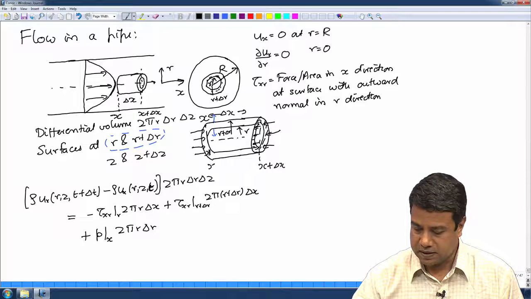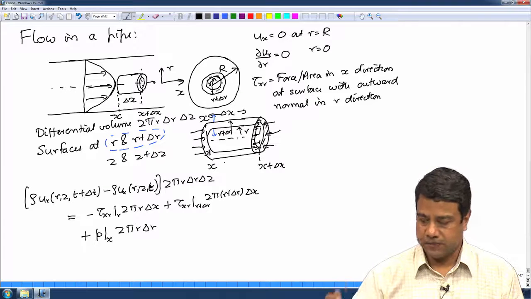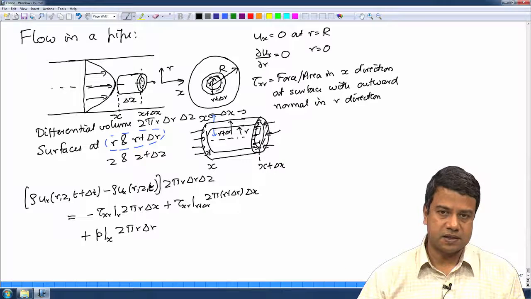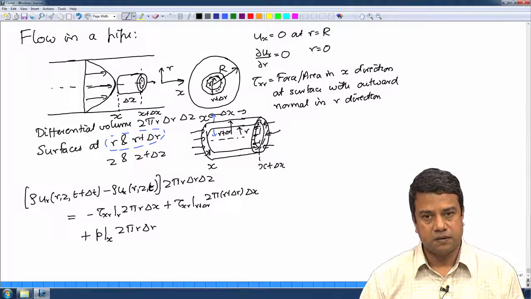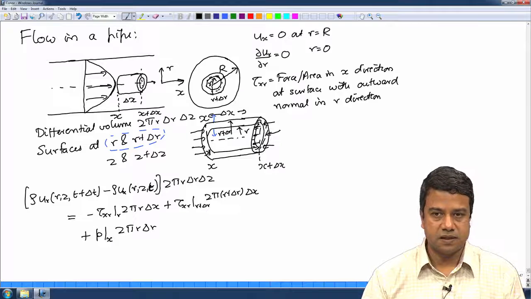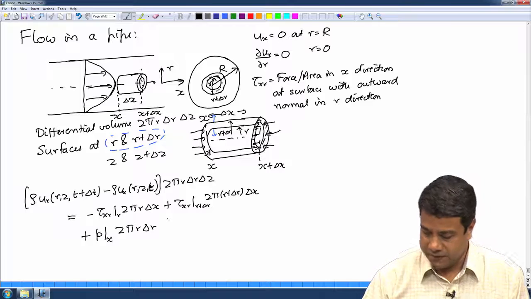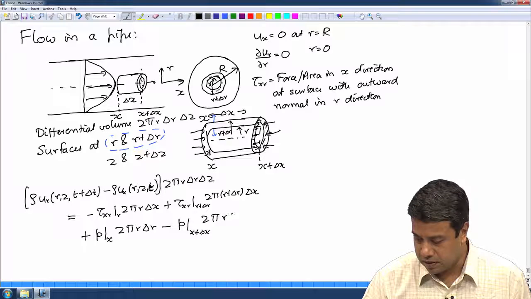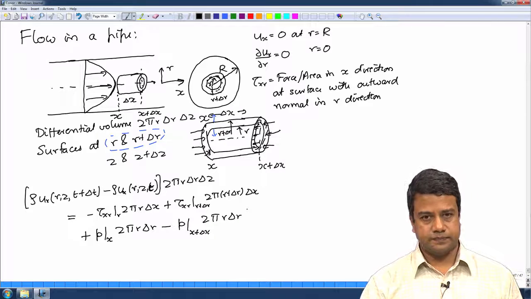This location is x and this location is x plus delta x on the right side. The force on the right side acts in the minus x direction. The pressure is compressive, so it is acting inwards. So, it is equal to minus p at x plus delta x times 2 pi r delta r.